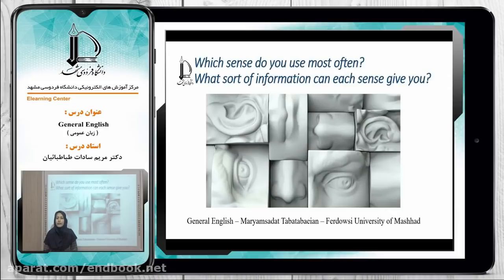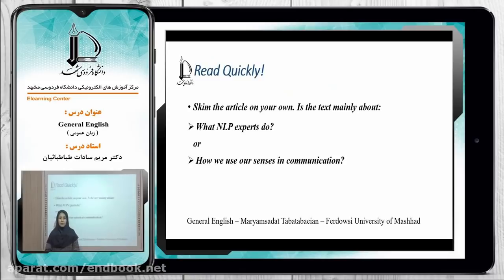What sort of information do we get from our senses? Our sense of sight helps us to see the shape of things, the colors, and the like. What about the other senses? Think about them. Now, let's take a look at the text.